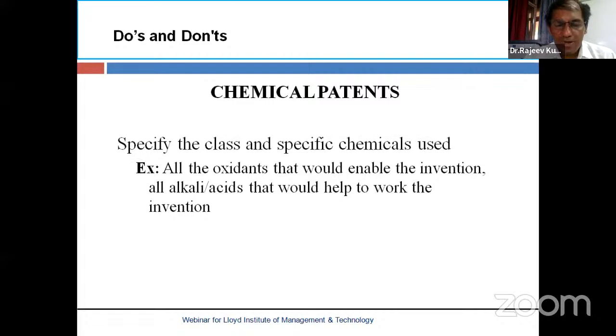It is a prudent practice, if you're not to name the exact thing. For example, if it is an acid, you can claim it as all the oxidants that would enable the invention, that all alkali or acid that would help to work the invention. So you can broadly claim it as an acid or an alkali rather than by naming that particular substance.